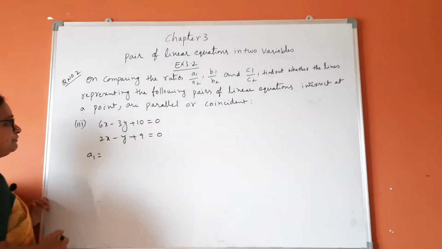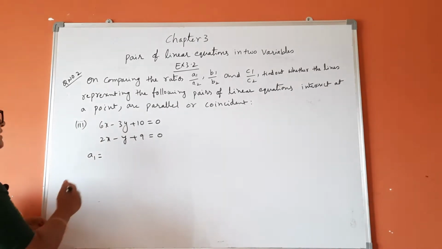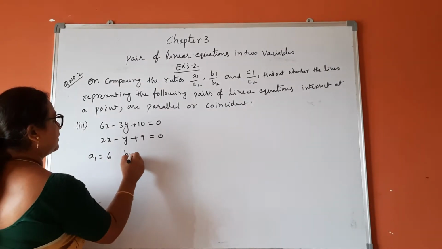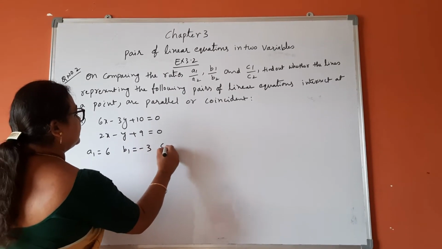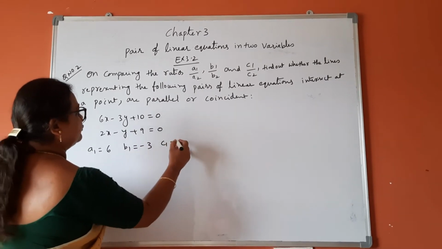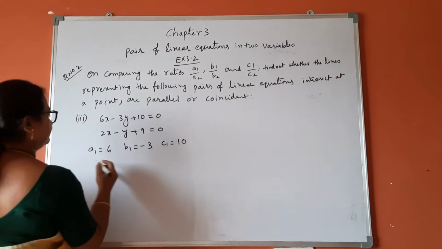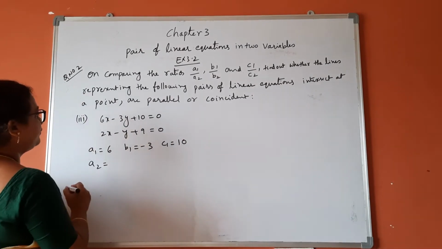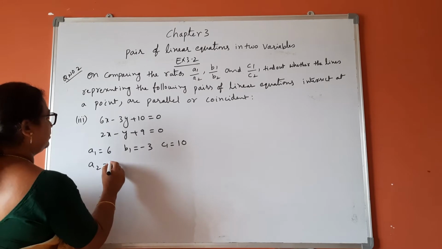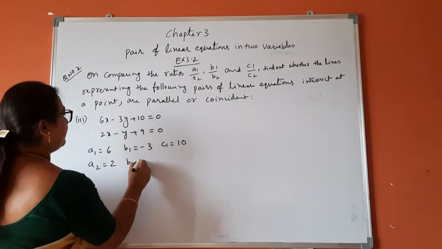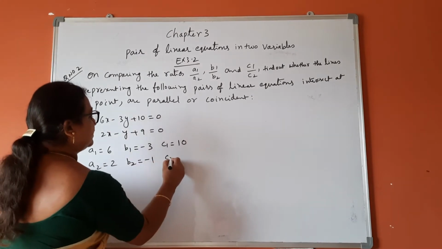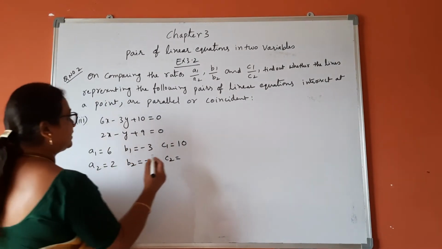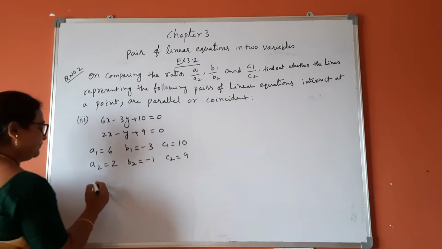A1, coefficient of x in the first linear equation, is 6, B1, coefficient of y in the first linear equation, is minus 3, C1, constant term of the first linear equation, is 10. A2, coefficient of x in the second linear equation, is 2. B2, coefficient of y in the second linear equation, is minus 1. C2, constant term of the second linear equation, is 9.